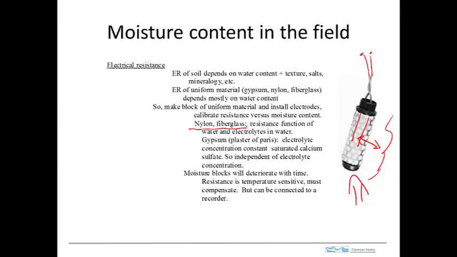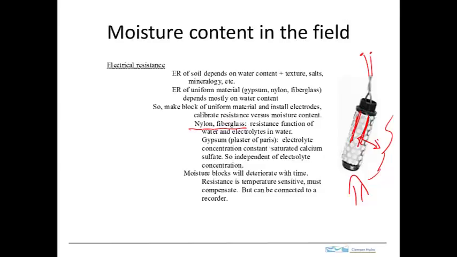The downside of this, though, is that the water that would get into the pores of the nylon and change its electrical resistivity will also carry with it the solutes that are in the soil. And so the electrical resistivity that you measure with this particular sensor will depend on the water content and the solutes that are dissolved in it. As the electrolyte concentration increases, the electrical resistivity will decrease. So you want to get the water content, but you have this confounding factor of variable electrolytes in the water causing a change in electrical resistance.